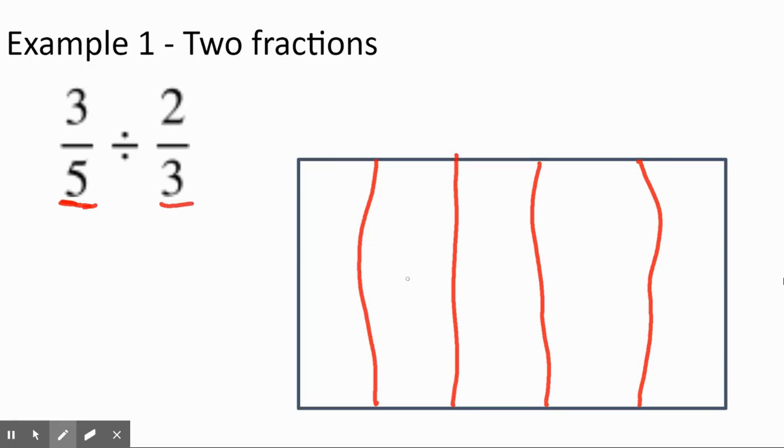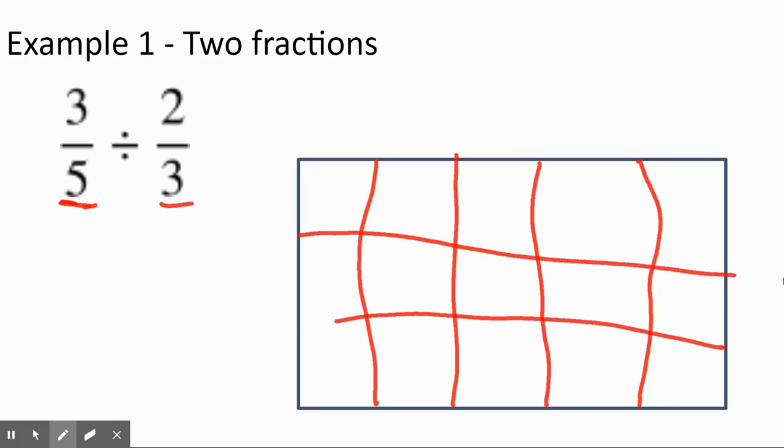The denominator in our divisor is 3. So that means we're going to make 3 rows, and they're going to be slightly wonky, but that's okay. So we've made a nice sort of grid here out of our original box.